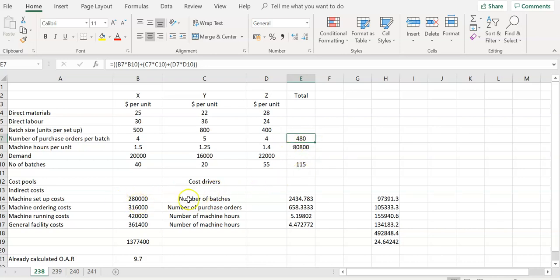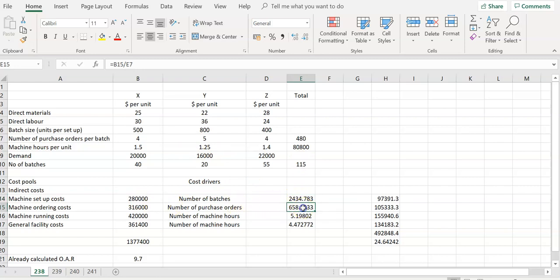And so let's look at it. What I now have is, I'm told that my machine setup cost is 280,000. If my machine setup cost is 280,000, and my total number of batches is 115, well, if I'm trying to understand what the cost is per batch, what is the cost per batch? Well, that must be B14, which is the 280,000 divided by the 115, and that's what the cost is per batch.